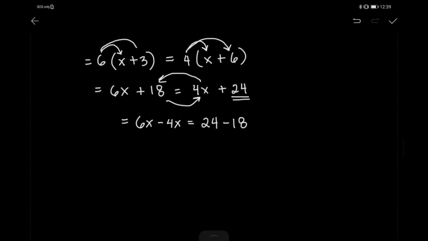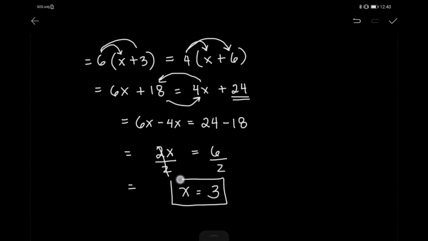Then solve for the value of x. 6x minus 4x, we know this is equal to 2x. Then 24 minus 18 is equal to 6. Then solve for the value of x. We have to divide both sides by 2. So 2 divided by 2 is 1. So we have here x equal to 3. So the value of our x now is equal to 3.